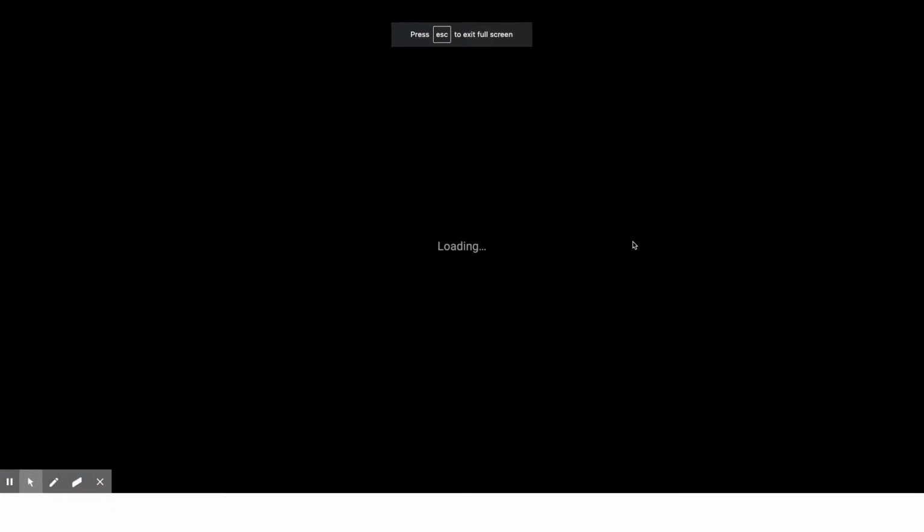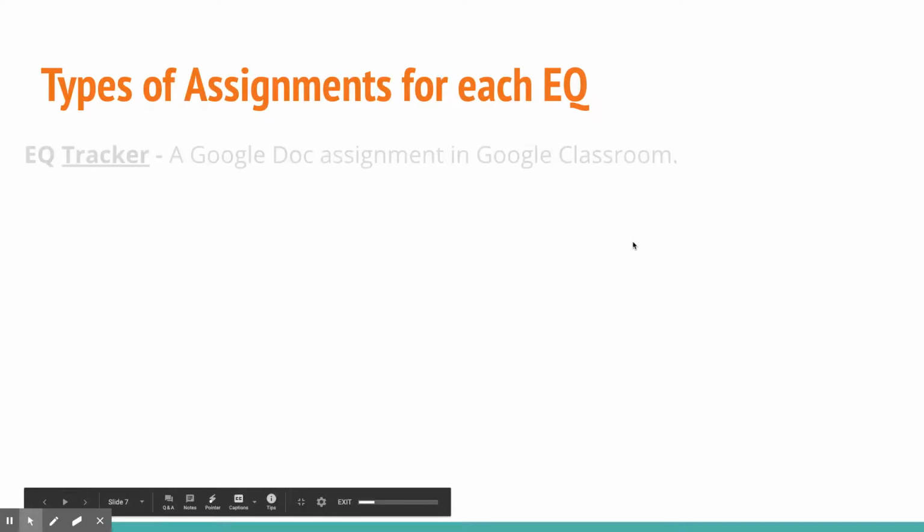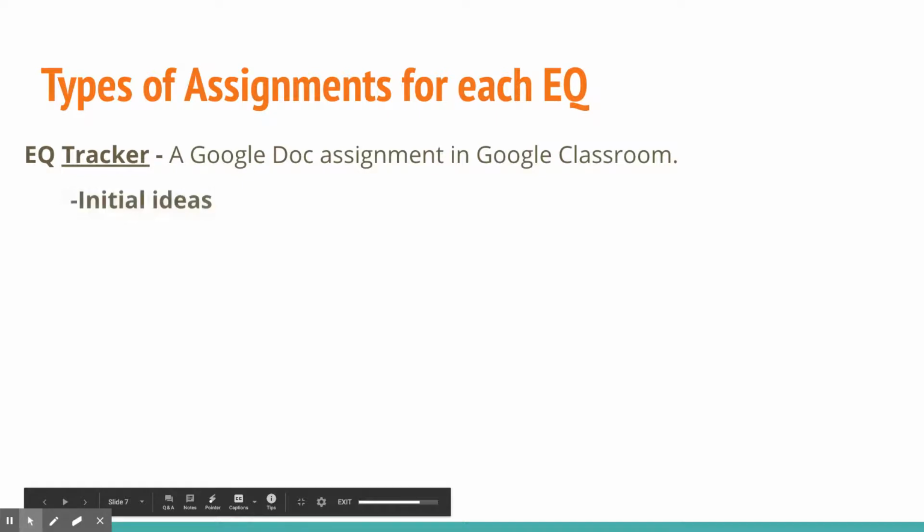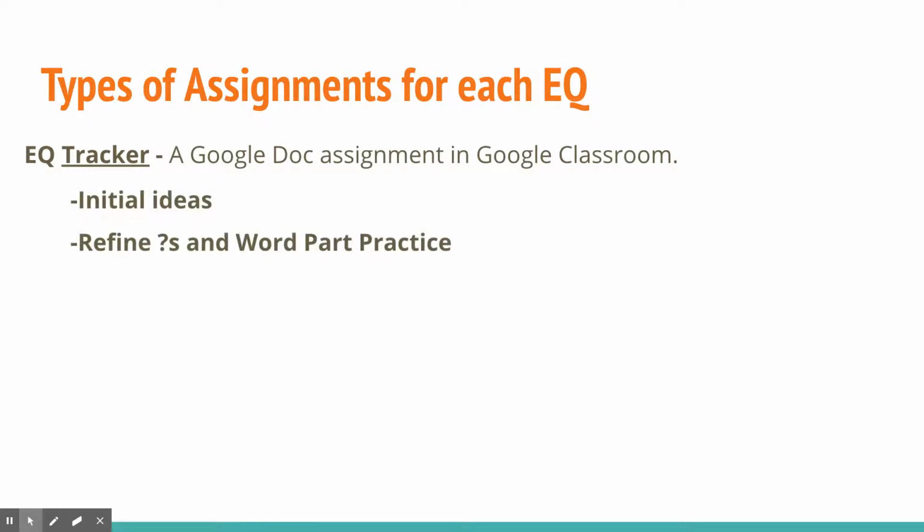Okay. So first thing is the EQ trackers. You should have them opened at the beginning of class just because that'll save you some time so you can answer the questions as we go. And then we start with the initial ideas. We work on the refined questions as well as word part practice. Haven't done those yet. We'll do those later on. And then the revised paragraph.